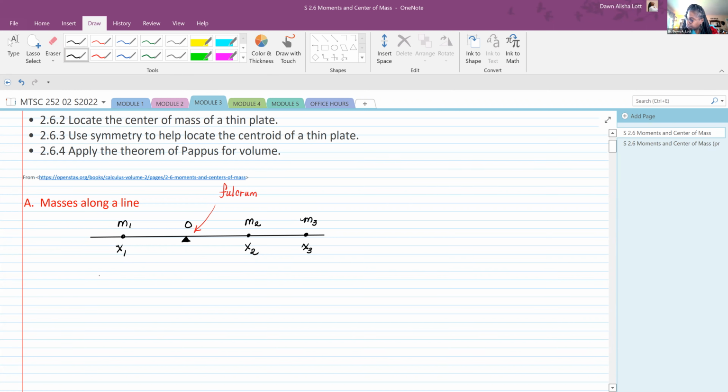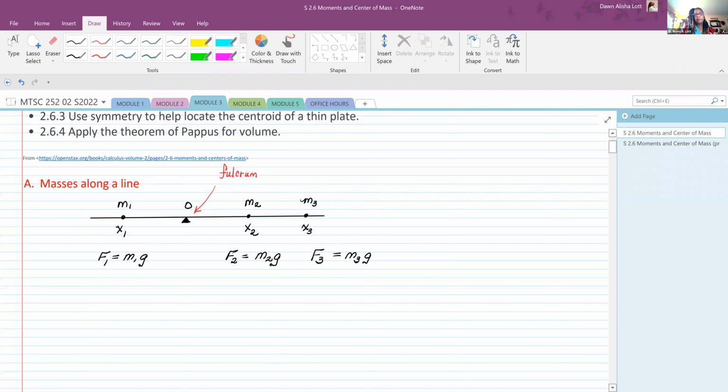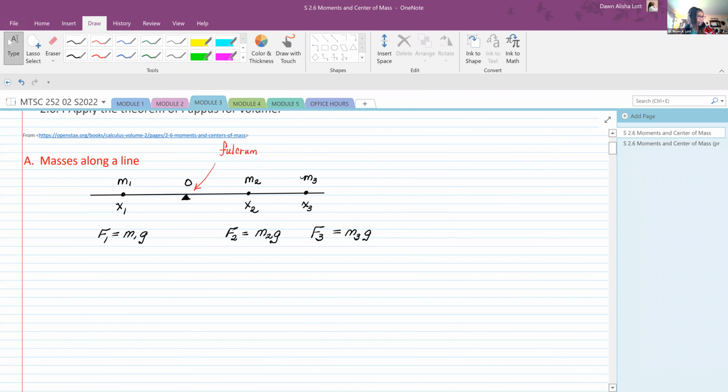Therefore, there's a force F1, which equals M1 g. That is the force that wants that mass to be held down, the force due to gravity. Mass times acceleration, gravity is acceleration. This one has a force F2, equal to M2 g, and this one has a force F3, equal to M3 g. So now I know the force, and so there's torque that wants this thing to rotate.